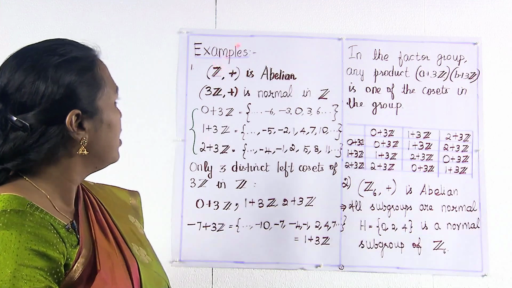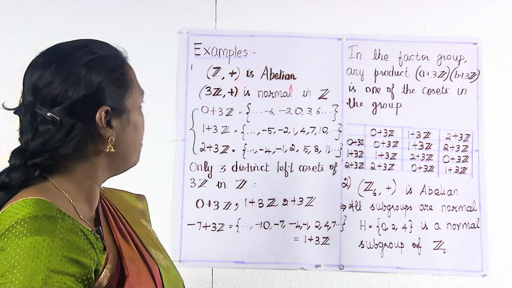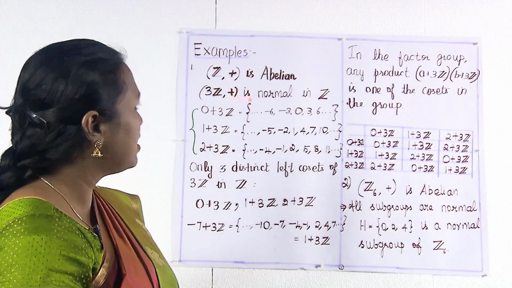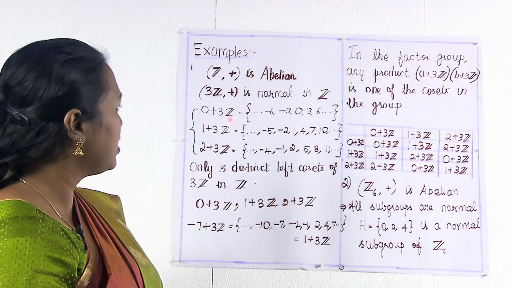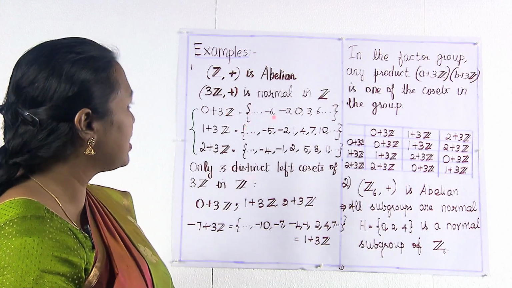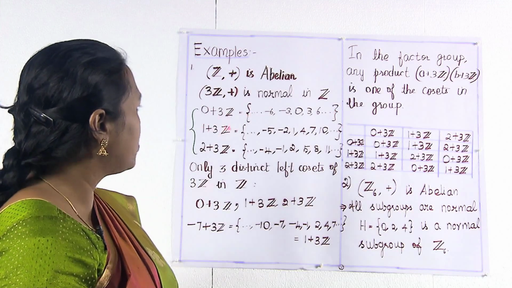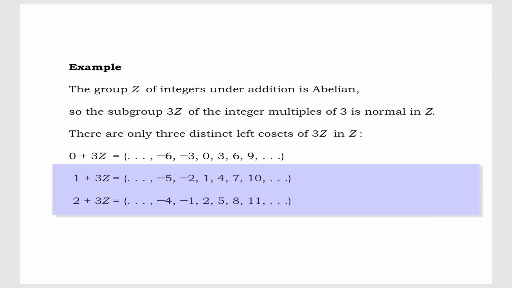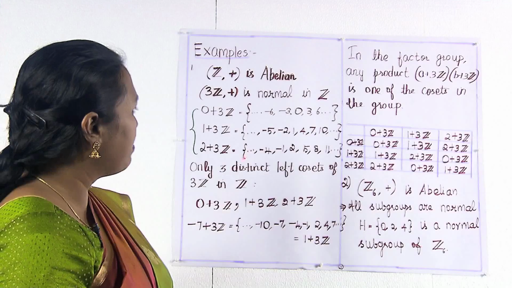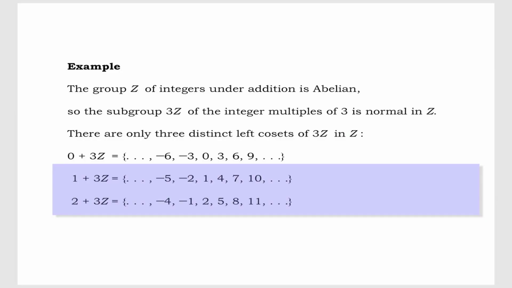Example 1. We know that the set of integers under addition is an abelian group. So (3Z, +) is a normal subgroup in Z. Now 0 + 3Z, the coset, is given by the set ..., -6, -3, 0, 3, 6, and so on, and 1 + 3Z is ..., -5, -2, 1, 4, 7, 10, etc. 2 + 3Z is given by ..., -4, -1, 2, 5, 8, 11, etc.